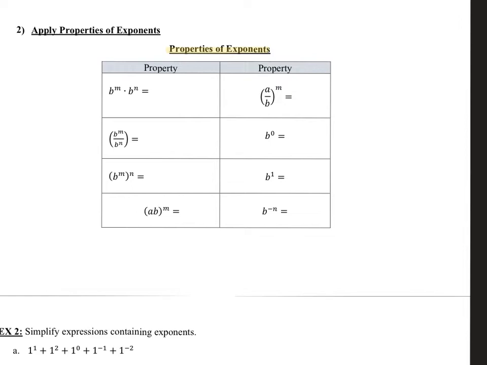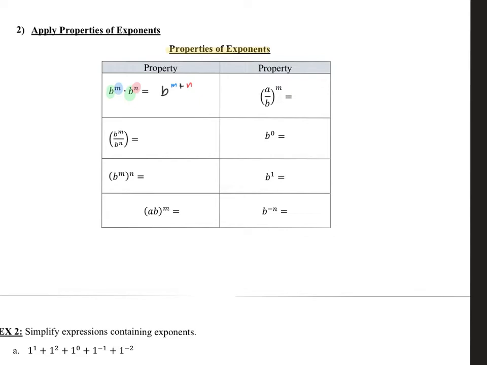Okay, so here we go. First property, b to the m times b to the n. Well, notice the bases are the same even though the exponents are not. So how do we do this? Well, what you do is you keep the base and then you add the exponents, and you'll get your answer.